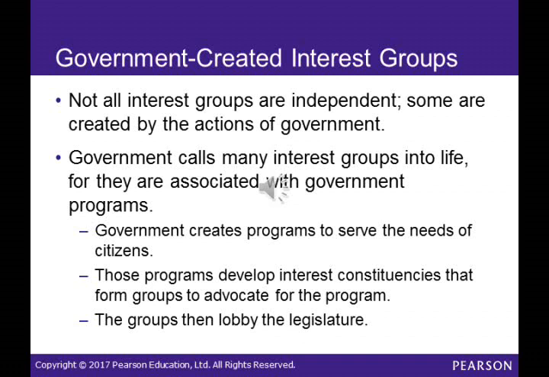This program will create interests among people to keep the program, to better benefit from the program, to improve the program. And this would lead the people who would benefit from the program to get organized, to advocate for the program. And here you go. Interest groups are established, and then the groups lobby or pressure the government, the three branches of the government, the legislature, the executive, the courts, to advocate for the program and to defend the interests of their members.